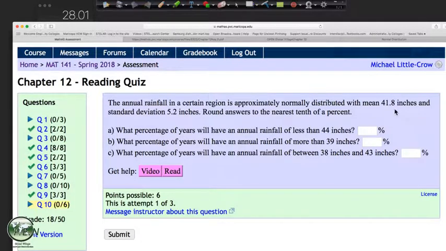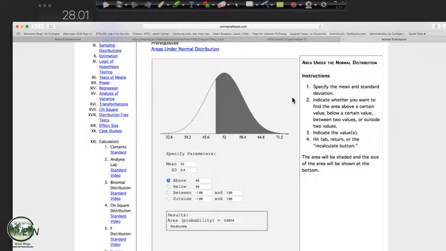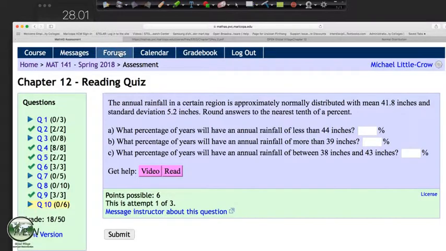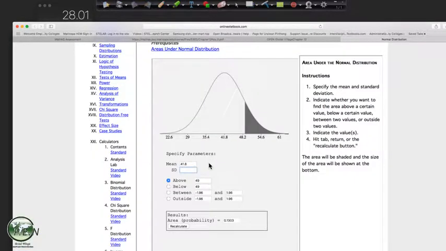So let's put this one in, 41.8. And again, we just come back. We put in a new mean, 41.8. What was the standard deviation? Anyone remember? Oh, I don't. Me neither. 5.2. But this is the part where you have to get the numbers right.